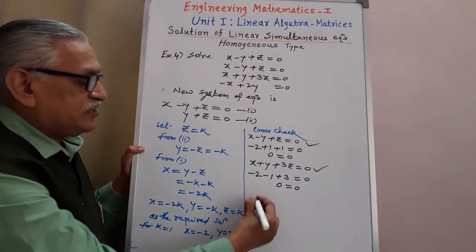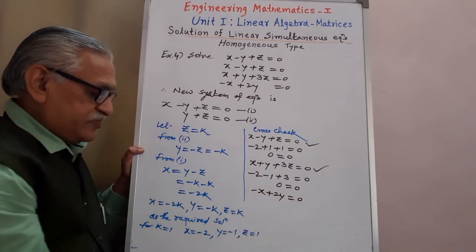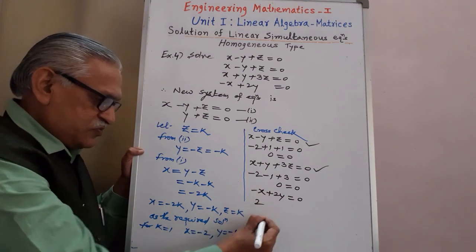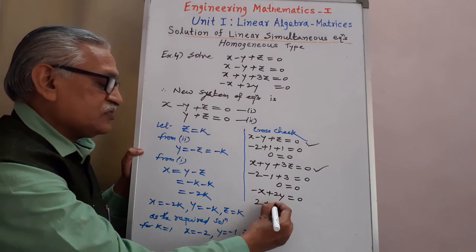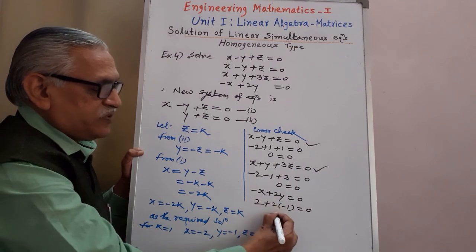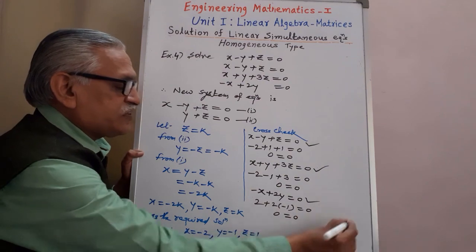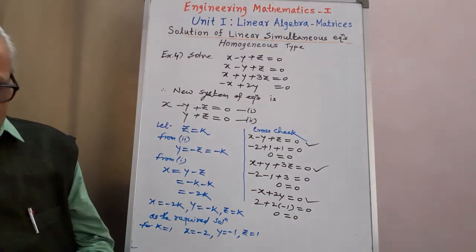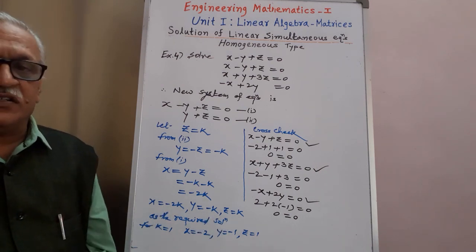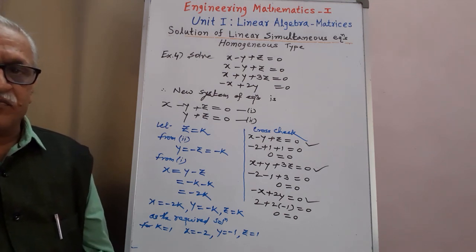And then last, minus x plus 2y is equal to 0. Substituting the values once again, x is minus, and this minus becomes plus 2, plus 2 into y, y is minus 1, 2 minus 2 we get 0 on the left hand side, the right hand side is 0. The last equation is also satisfied. And as all the equations are satisfied, whatever answer we have is the correct one. All steps we have performed correctly.